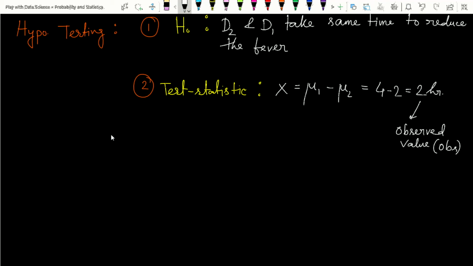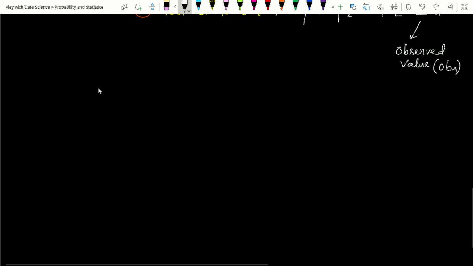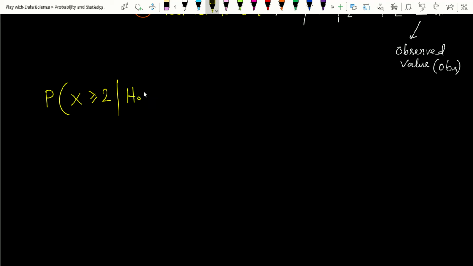Now after calculating, we already saw in the previous video how we calculated the p-value using the permutation test. So we have to calculate the p-value: how likely the test statistic is to be greater than or equal to 2, on the basis of our assumption H0. That's what we have to calculate. This is the actual observed value, and this is our assumption.